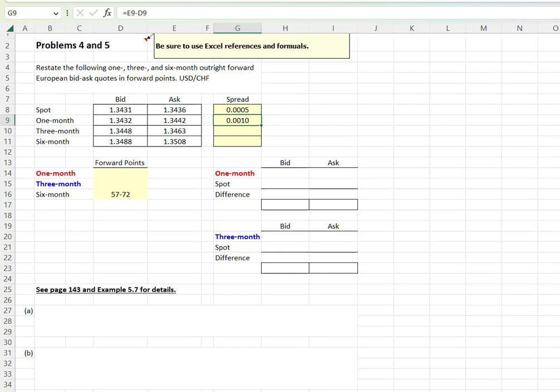The 1 month spread is 0.0010, and that's the 1.3442 minus the 1.3432. And our 3 month spread is 0.0015, and the 4 month spread is 0.002. The spread will typically increase with time as there's greater risk for the dealer in these transactions.